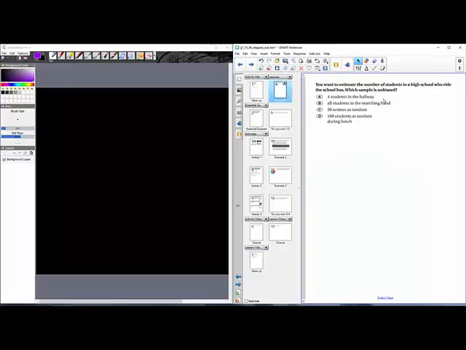So then let's look at this here. It says you want to estimate the number of students in a high school who ride the school bus. Which sample is unbiased? Just 4 students in the hallway? All students in the marching band? 50 seniors at random? 100 students at random during lunch?